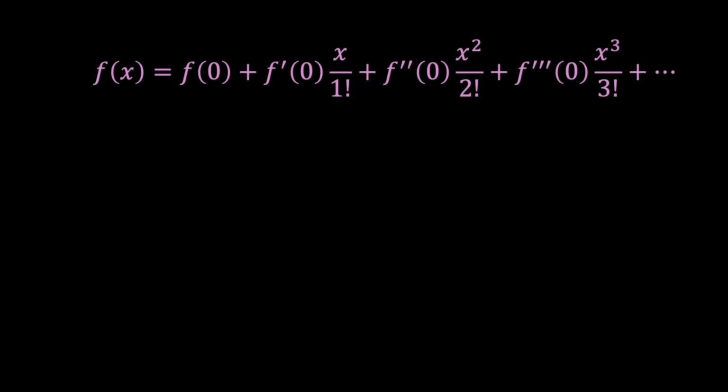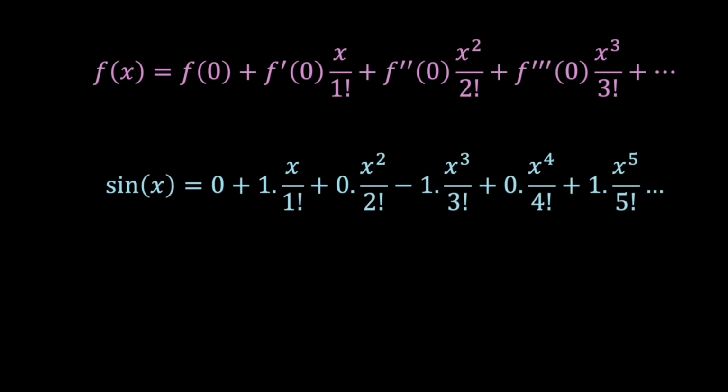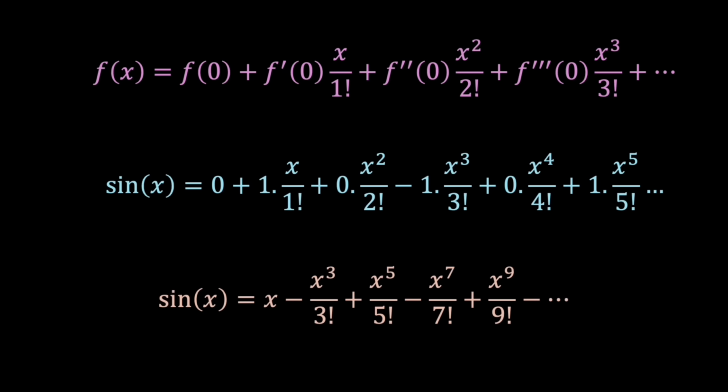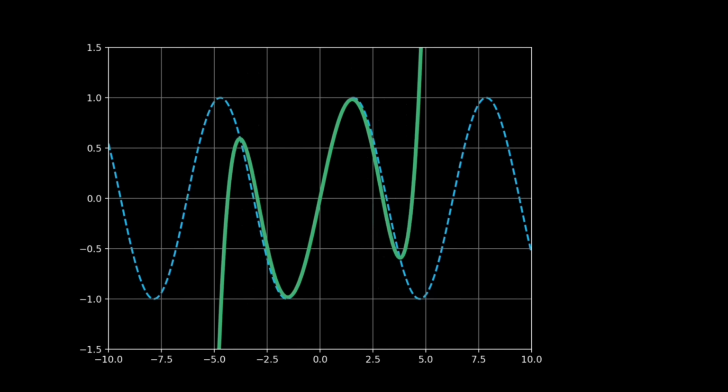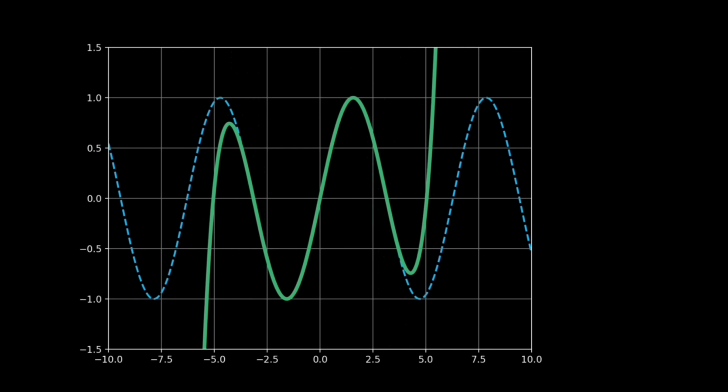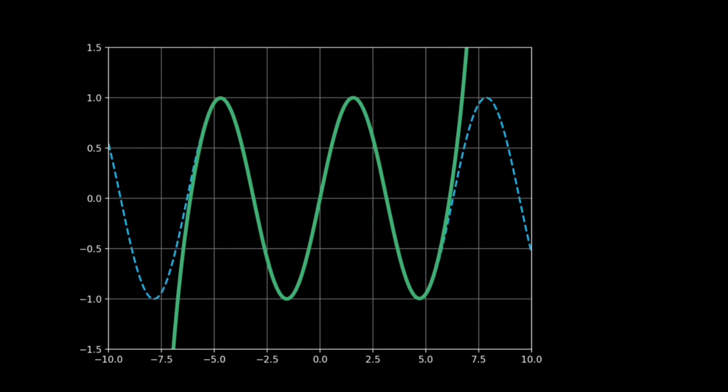Now, if we plug these values into our Taylor series formula for sine of x, we find the following blue expression. And this simplifies to sine of x equals x minus x cubed over 3 factorial plus x to the 5 over 5 factorial, and so on. Now, this isn't just an approximation. This infinite polynomial converges exactly to sine of x for all real numbers. And we can get a sense of how this works by plotting how our approximation improves as higher order polynomial terms are added, as you can see in the updating plot.